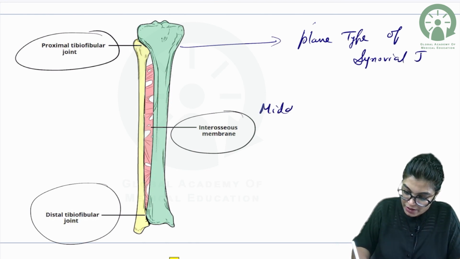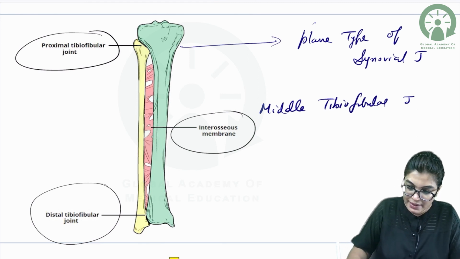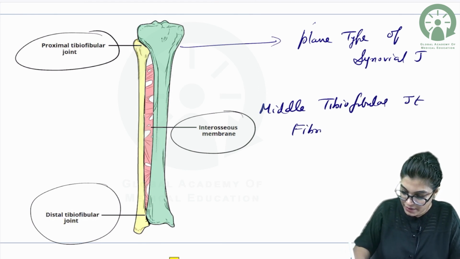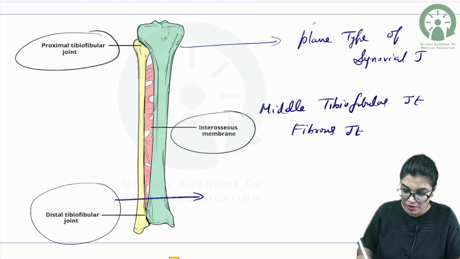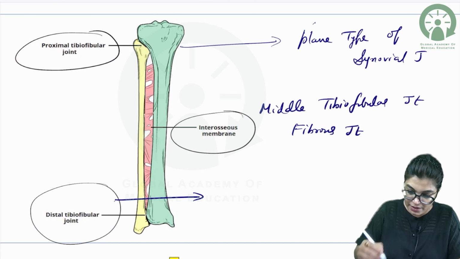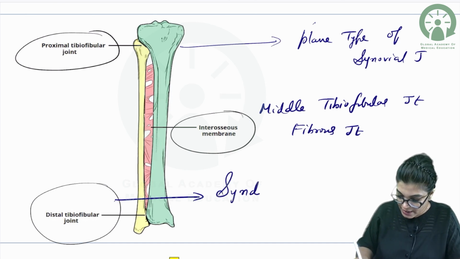Middle tibiofibular joint is an example of fibrous joint, and distal tibiofibular joint is an example of syndesmosis. It's an example of syndesmosis.